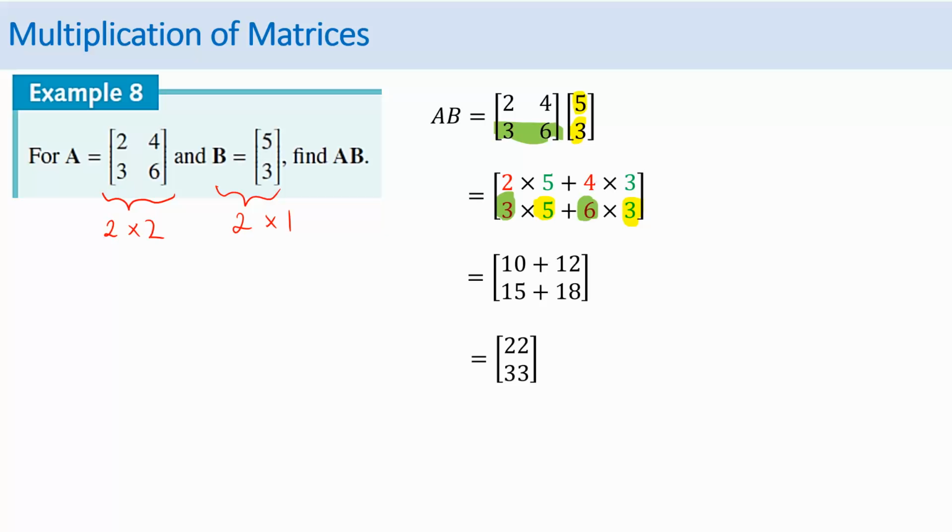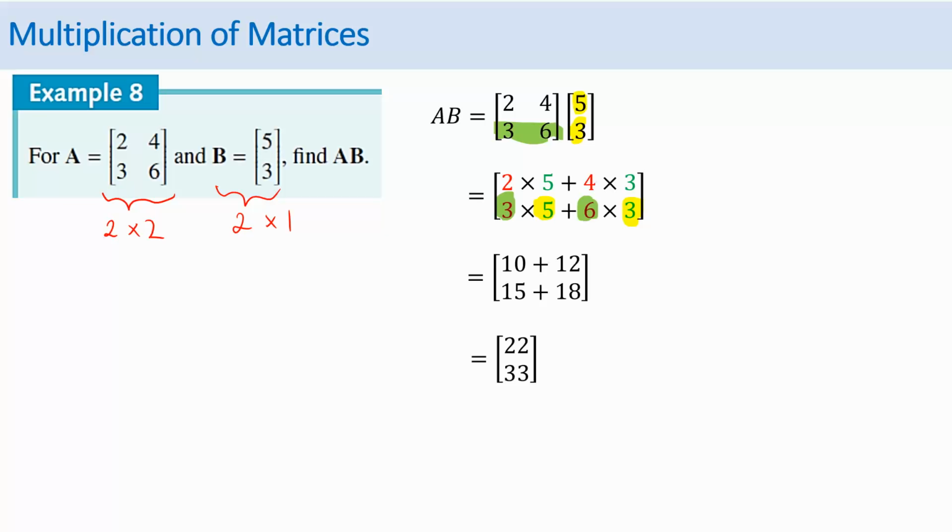It's the first number of your row, 3, with the first number of the column, 5. Second number of the row with the second number of the column. So 3 and 5, 6 and 3. 3 times 5 is 15. 6 times 3 is 18. Add those two together, 33. So when you multiply 2, 4, 3, 6, and 5, 3, that's what you're going to get.